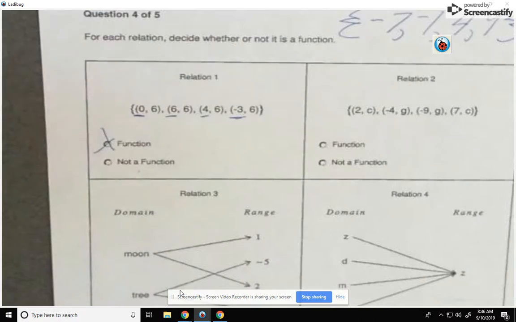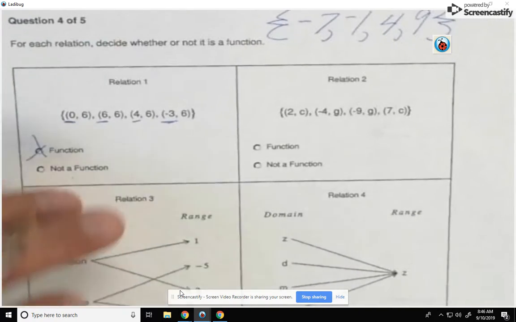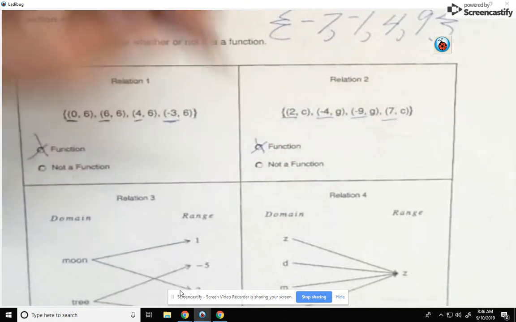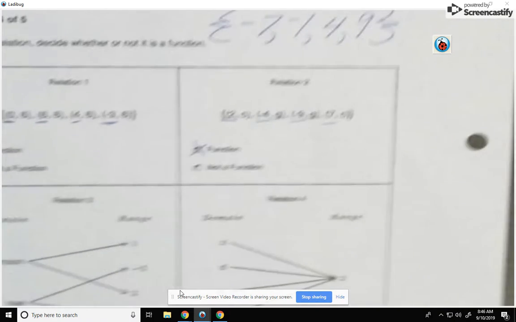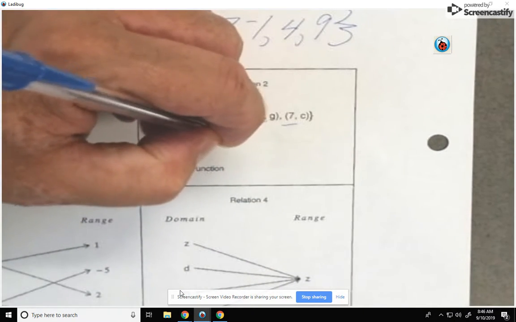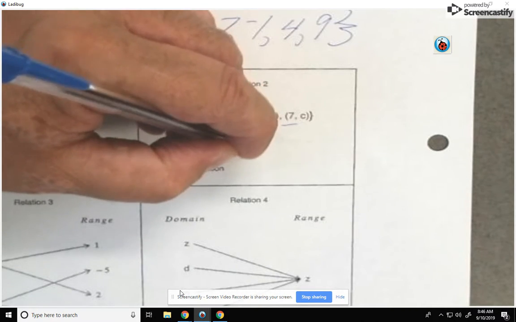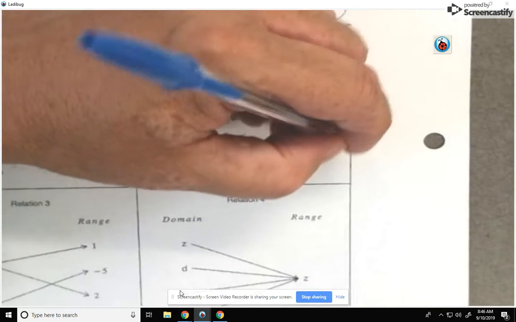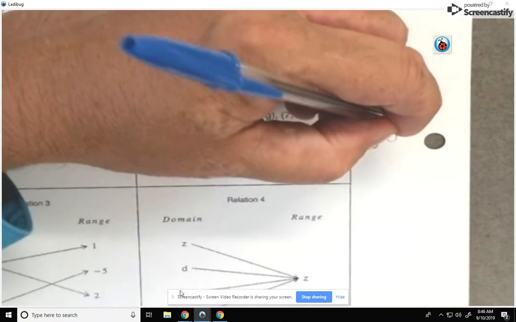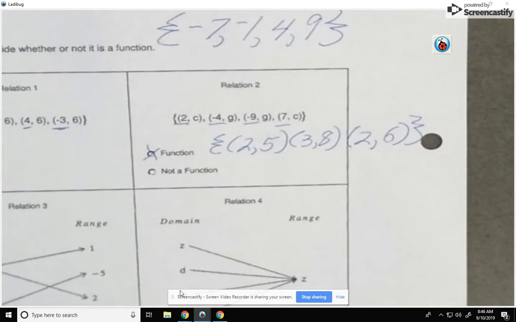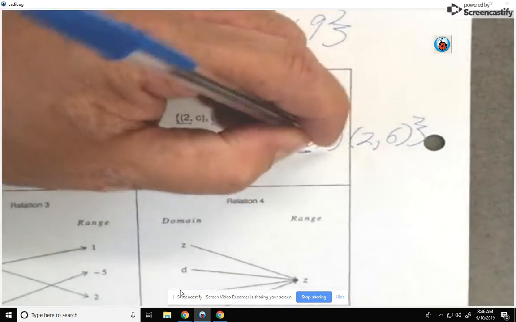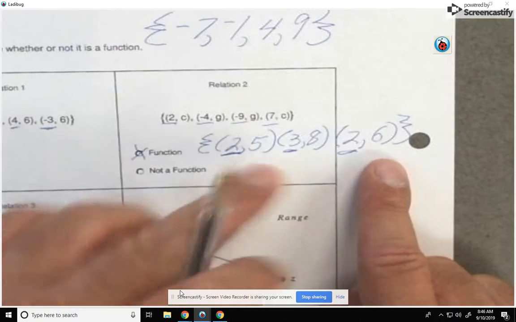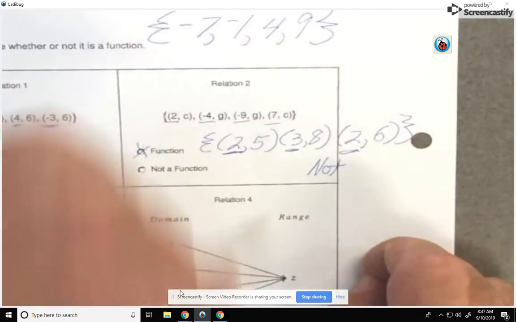If we look at our second relation, 2, -4, -9, 7, again, all different, so that would be a function. An example of what would not be a function is if you had, say, the points 2, 5, 3, 8, and 2, 6. Okay, so this one, if we look, we'd have x of 2, 3, 2. Okay, so we have the 2 showing up twice, once going to 5, once going to 6. This would be an example of not a function.